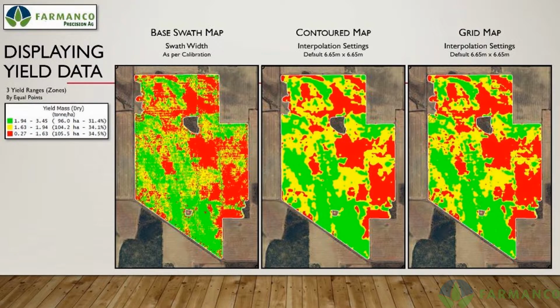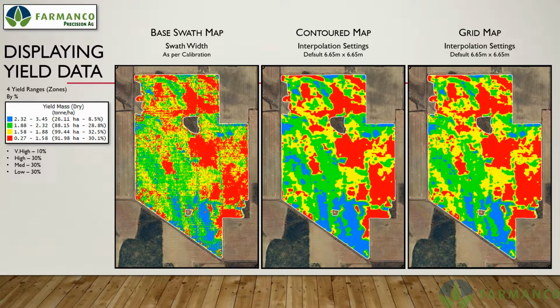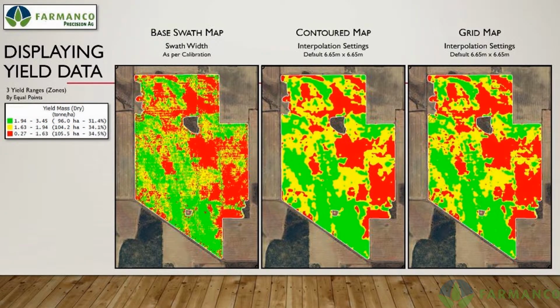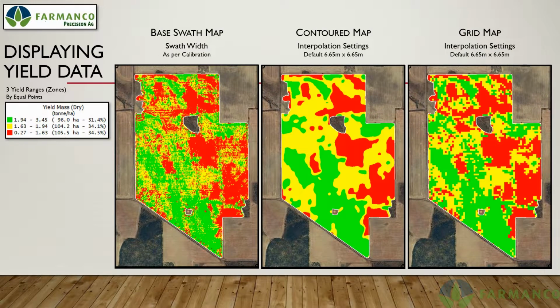This can help to start to distinguish paddock variability and looking at these splits as either high, medium and low production zones. We can also manually determine how each of these zones are represented by assigning yield range values or adjusting as a percentage, as seen when we increase to 4 zones with a 10% allocation to the very high comparative yield range and 30% for each of the remaining zones. For easy viewing, or for reducing the complexity of these maps, we can adjust the interpolation settings on these contoured and grid maps to further smooth out areas. We can see this as we adjust the settings from the default 6.65 meters to 25 by 25 meters.